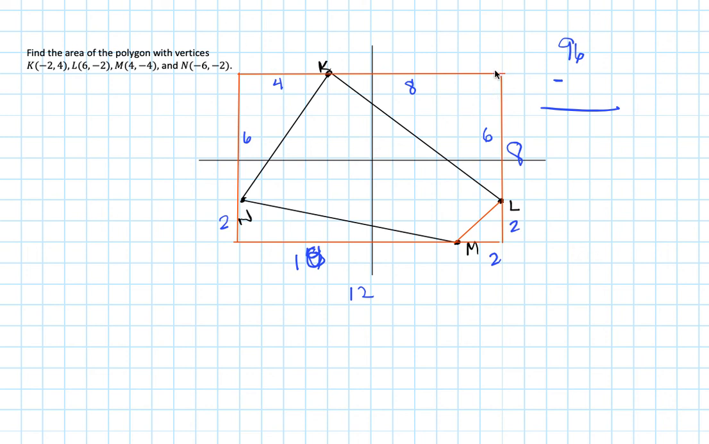So all you need to do is take 1/2 times base times height of each triangle. This one would be 24. This one would be 2. This one would be 12. And this one would be 12. So 24, 24, 48, 49, 50. It looks like the area of the black figure right there is going to be 46 units squared.